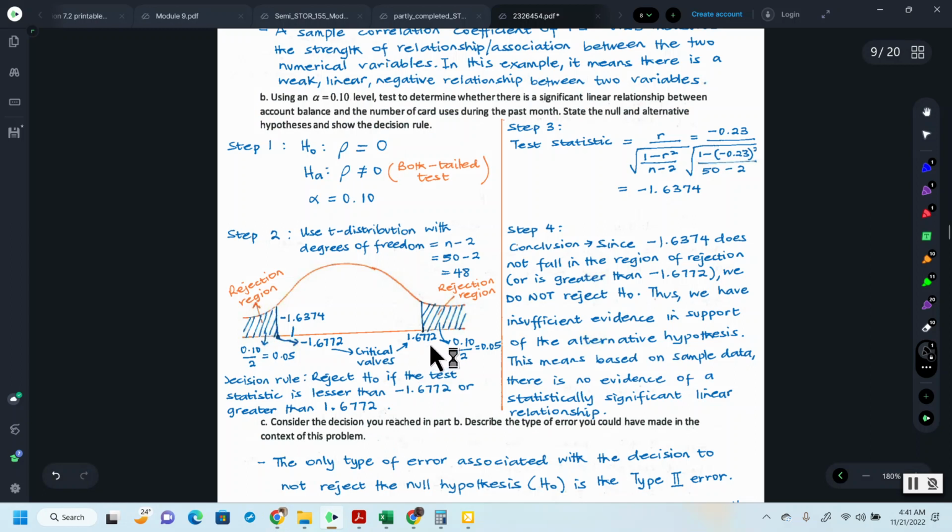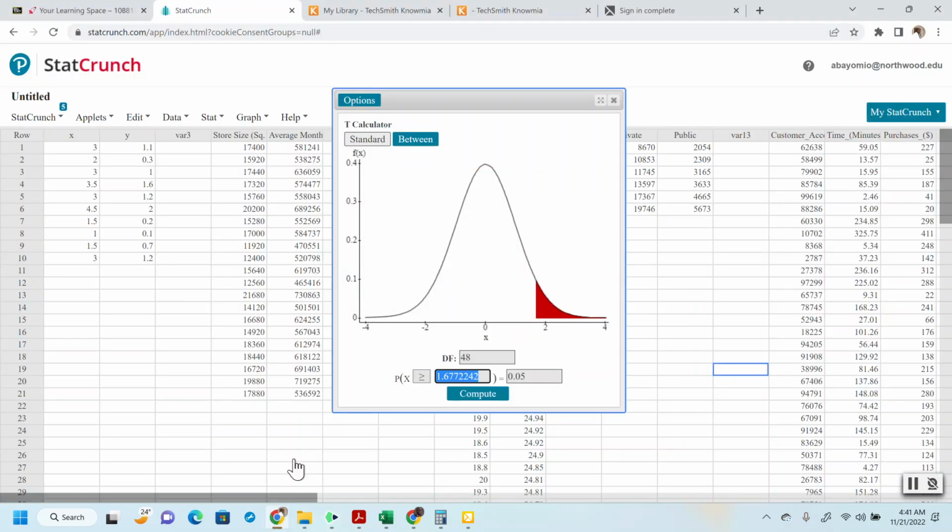A question I have gotten in the past is, could I have used the lesser than? Sure. Just specify that this is 5% and it's the lesser than region. So let me show you that. I could have also chosen lesser than. And did you observe? I still have the same number. So this is just saying 1.6772.